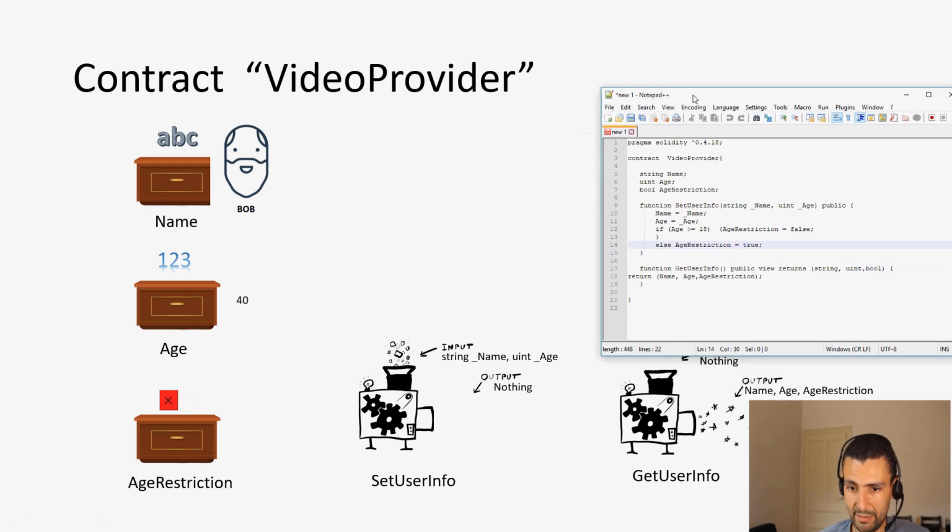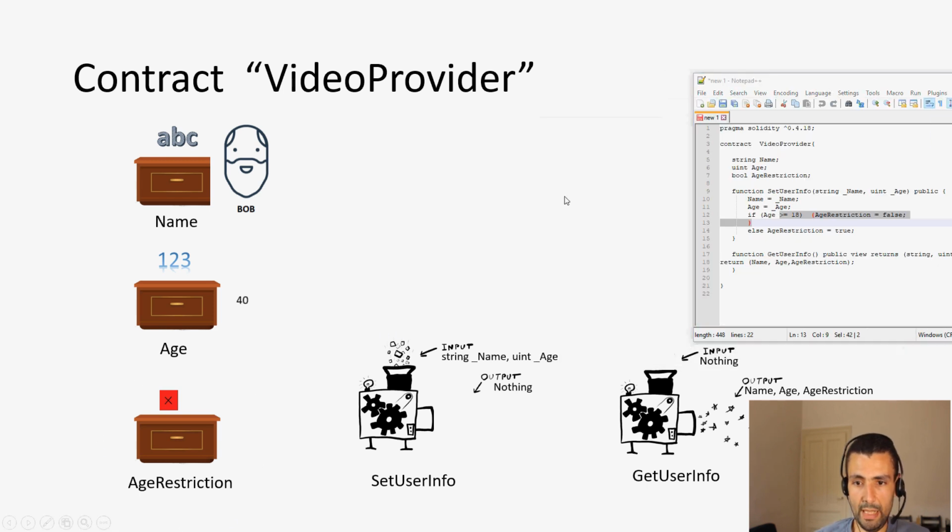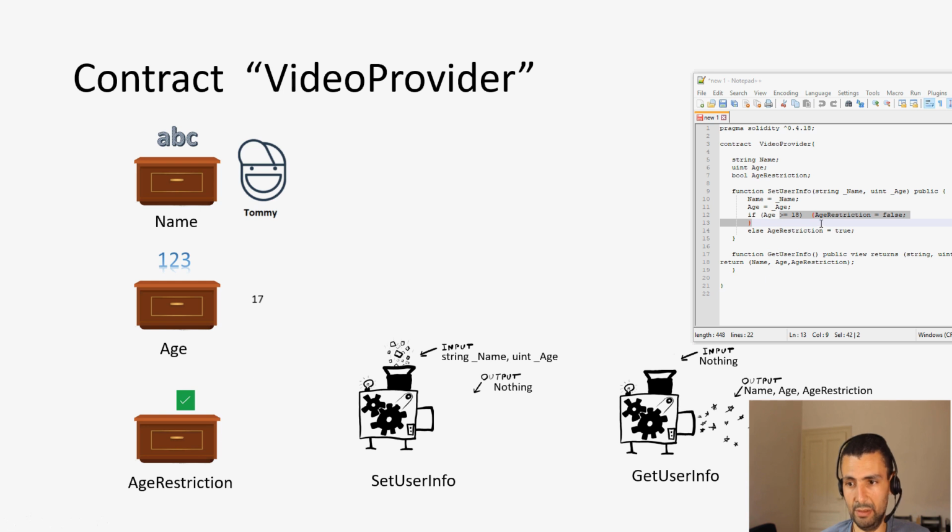And after this whole thing inside of the machine, the age restriction will see, aha, he is over 18. Then age restriction is false, and this will be marked as false inside the age restriction boolean drawer. Whereas for our friend Tommy, he gets inside this function, and then the name will be transformed into Tommy, of course. The age will be 17, and the age restriction will be true because he's under 18.